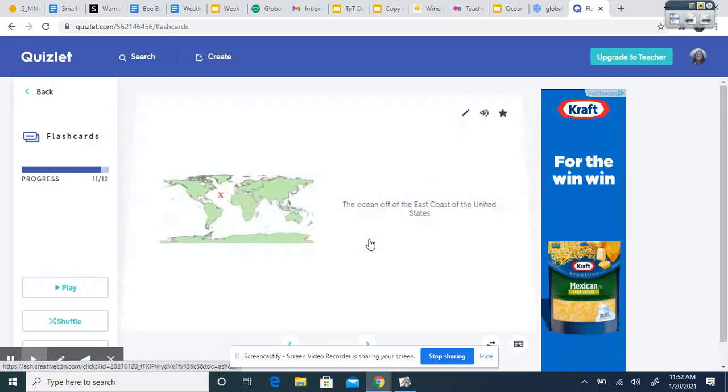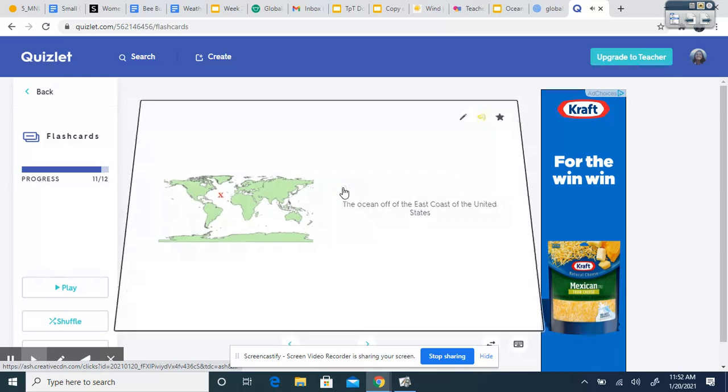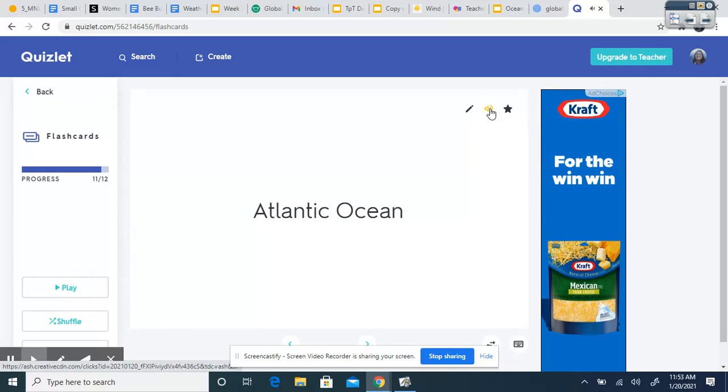Next, we have the Atlantic Ocean. So this is the ocean off the east coast of the United States. So right here, if you go to the beach in like Myrtle Beach or Hilton Head or Tybee Island, those places, this is the ocean that you're swimming in, the ocean off the East Coast, which is the Atlantic Ocean.